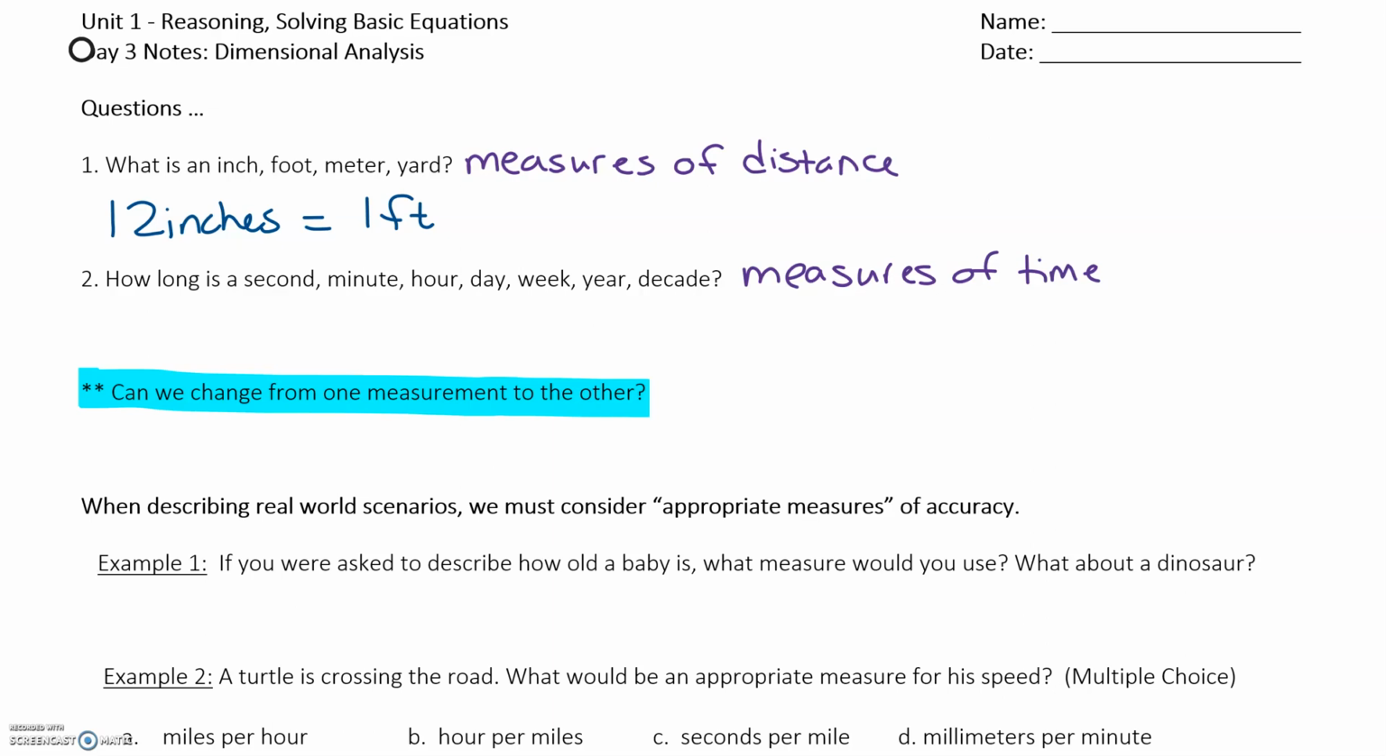Same thing with our time. We could change weeks to minutes, and we could find out how many minutes are in that week or how many seconds are in a day. One of the easy ones is we all know that there are 60 seconds in 1 minute. So the more difficult we go, the farther apart we spread those measurements, the more work we have to do, which is what we're going to talk about today.